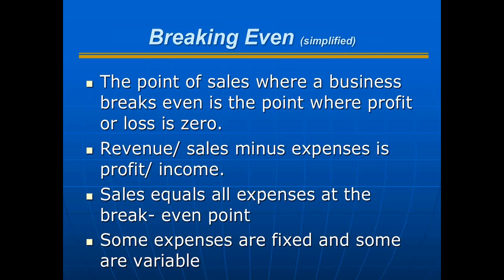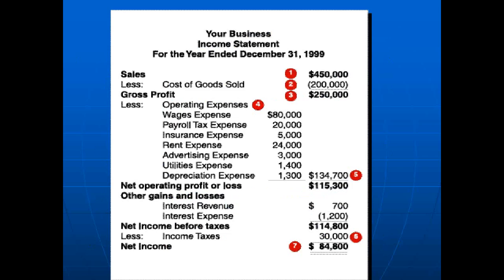The break-even can be defined as the point of sales where a business breaks even, that is no profit and no loss. Your sales equals your expenses. So your revenue or sales, or whatever you want to call that number, minus your expenses is your profit and income. Sales equals all expenses at the break-even point, so there's no profit or income. And we've already talked about some expenses being variable and some expenses being fixed.